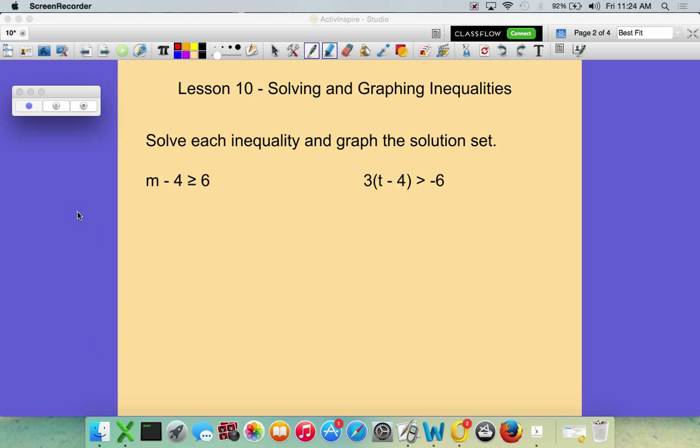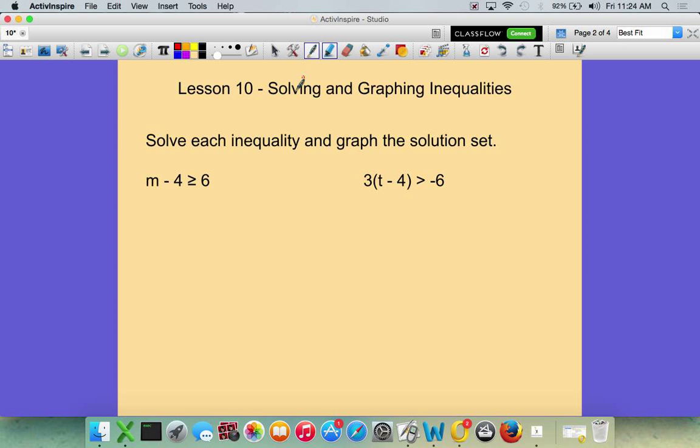If you look at this first one, m minus 4 is greater than or equal to 6. Well, we would just solve this for m just like we normally would. We would add our 4 to the other side. m is greater than or equal to 10. And that's all you have to do for this.